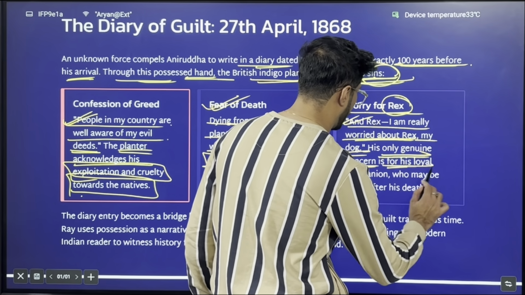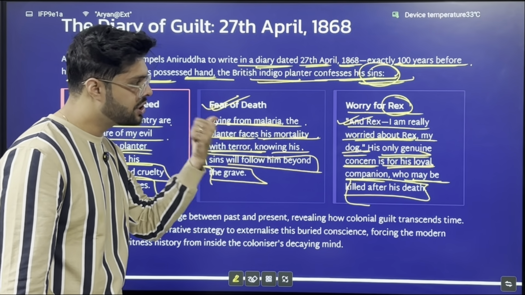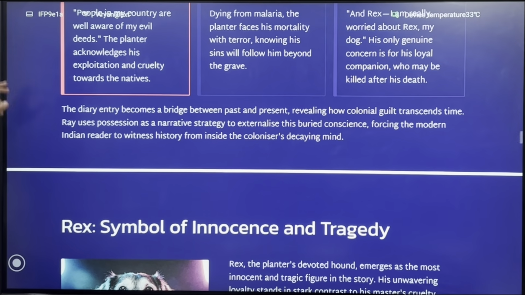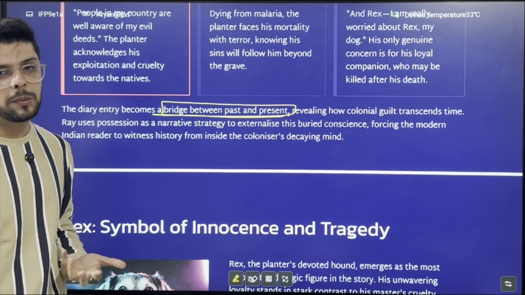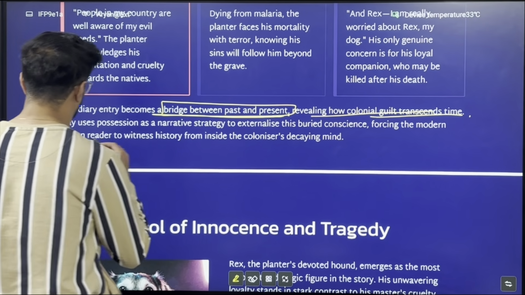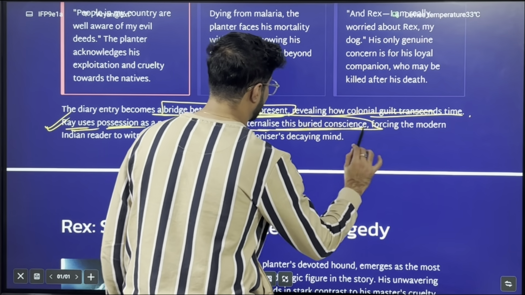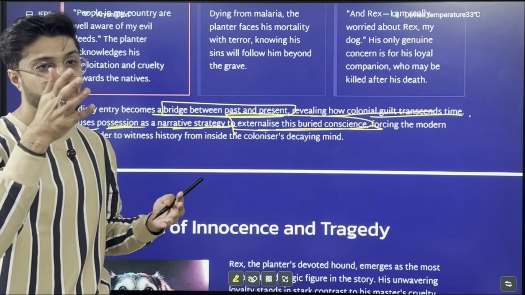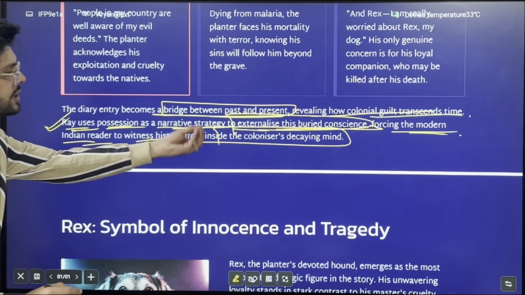His only genuine concern is for the loyal companion who might get killed after his death, because the villagers would just go and kill the dog. Okay? So the diary, that writing in that journal, becomes a bridge between the past and present, where Aniruddha actually experiences what had happened in the past through the Englishman's own experience, revealing how colonial guilt transcends, surpasses time. Ray uses possession as a narrative strategy to externalize this buried conscience. Basically, through this diary, he is able to bring it to the forefront, through Aniruddha's reliving of those moments, forcing the modern Indian reader to witness history from inside the colonial's decaying mind.